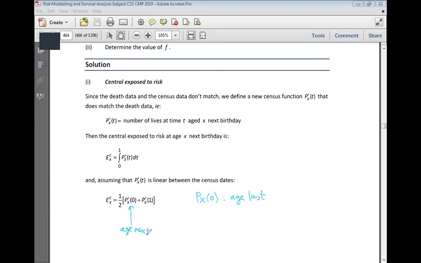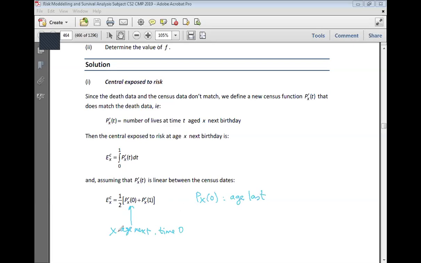Okay, very good. Yeah, so I want to rewrite this thing in terms of what I have some information about. But this uses the definition age next, and this is age last. So maybe what I can do is try to convert this thing first. So if I write my P dash X0, what does this thing tell me? This thing tells me about the number of lives that were alive, aged X next birthday, at time 0, right? So I can convert this age next to the age last definition.